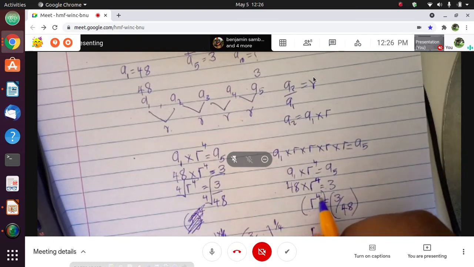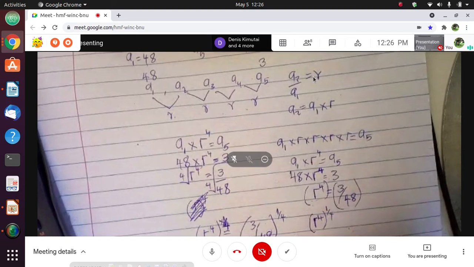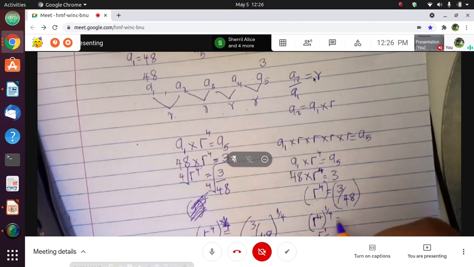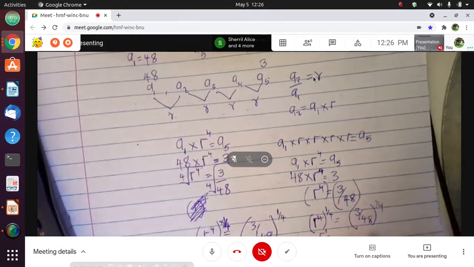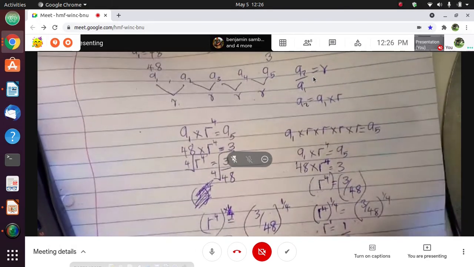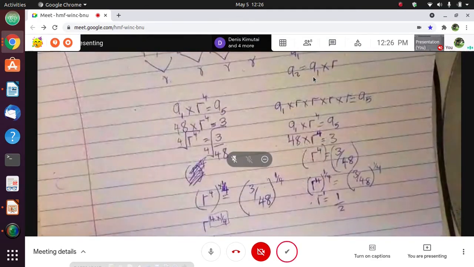So in this case, if I want to get R equal to R raised to power 1, what I will do is take R raised to power 4 raised to a quarter. So that when these powers multiply each other, 4 times a quarter, this gives me R raised to power 1. What I've done on this side, I do on the other side. So I raise 3 over 48 to a quarter, and I get that R is equal to a half. If that is too complicated, then you can just use your calculator and find the fourth root.